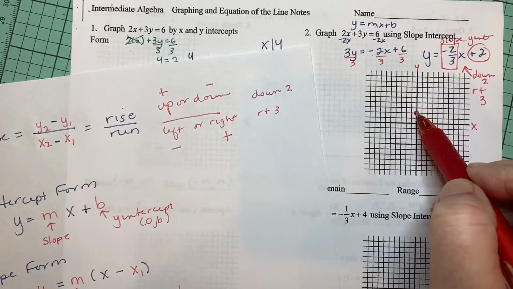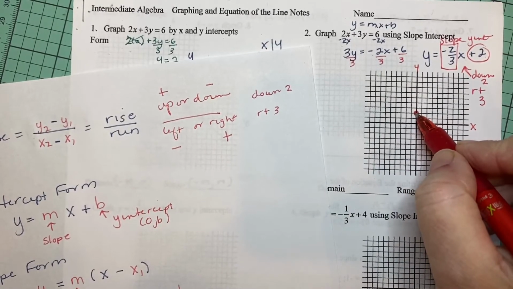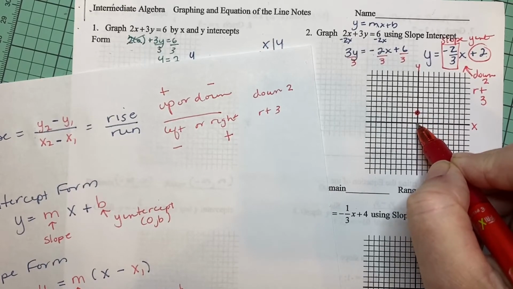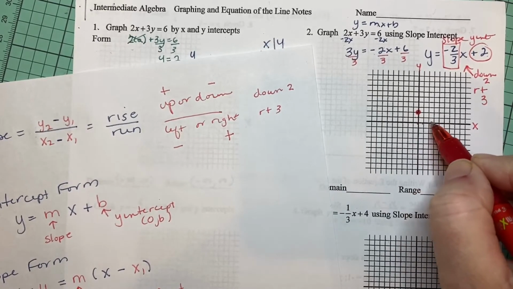So you go to the y-intercept of positive 2. You keep your pen there. And then the slope tells me to go down 2. So I went down 2 boxes, and then to the right 1, 2, 3.